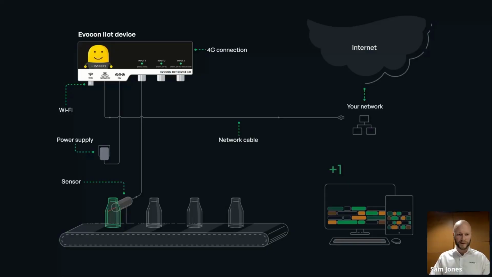Next, we have a very simple diagram of how Evacon needs to be set up. Connect the sensor to the production assets. The IoT device needs to be online and can be connected via Ethernet, Wi-Fi, or 4G. And finally, you'll need a device that has access to a web browser for you to log into the system.